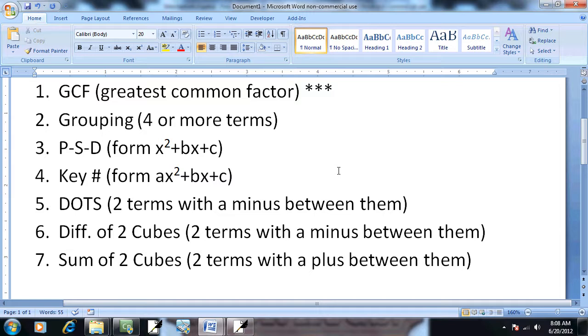If it's x squared, x, no number for the x squared, that's PST. X squared, x, no x, number for the x squared, that's key number. 2 terms with minus between them tells us difference of 2 squares. And if that doesn't work, then 2 terms with minus between them, you try difference of 2 cubes. And then the last one is 2 terms with plus between them, sum of 2 cubes.